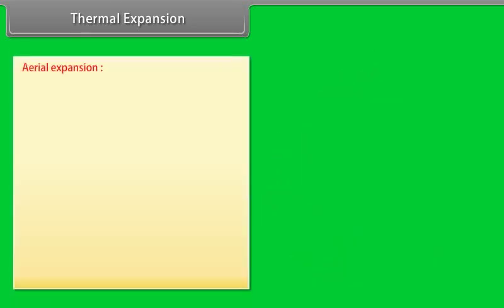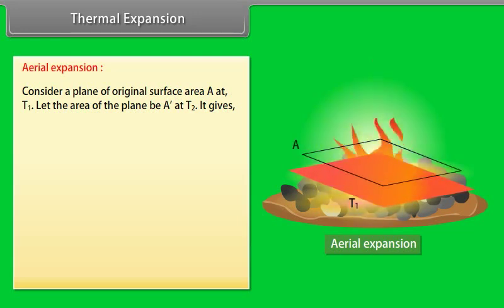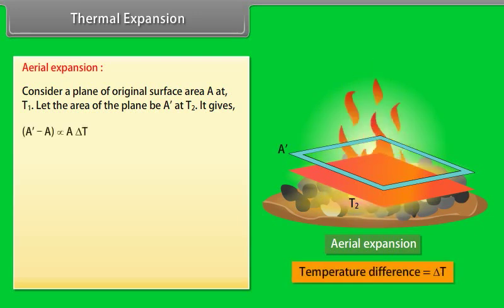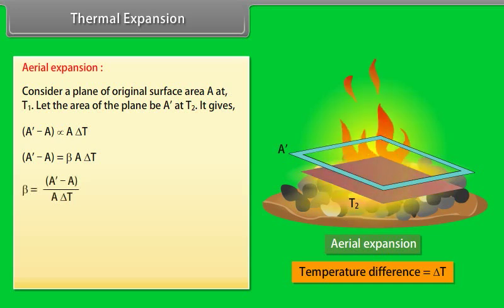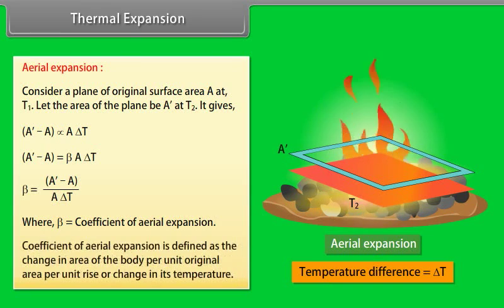Areal expansion. Consider a plane of original surface area A at temperature T1. Let the area of the plane be A dash at temperature T2. It gives A dash minus A is directly proportional to A delta T, or A dash minus A is equal to beta A delta T. Value of beta is equal to A dash minus A upon A delta T, where beta is the coefficient of areal expansion. Coefficient of areal expansion is defined as the change in the area of the body per unit original area per unit rise or change in its temperature.